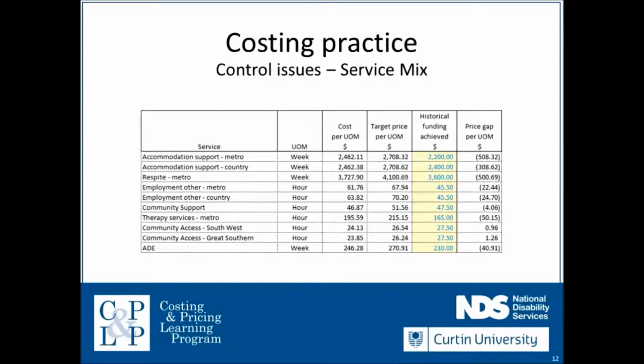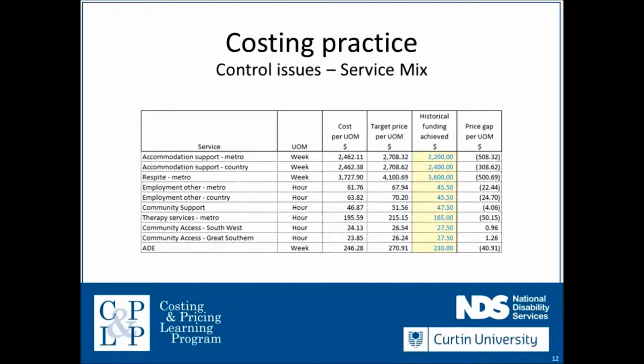It is expected, though, that the price gaps between all services delivered under the NDIS are likely to be negative, simply because the NDIS pricing structure doesn't take into account a number of elements that need to be taken into account in a proper costing and pricing process. So again, re-emphasising, as I did in the last webinar, the costing and pricing process and the identification of the target price is an important internal process that allows you to then strategize around the gap between what you would like to be receiving for a service and what you actually receive.